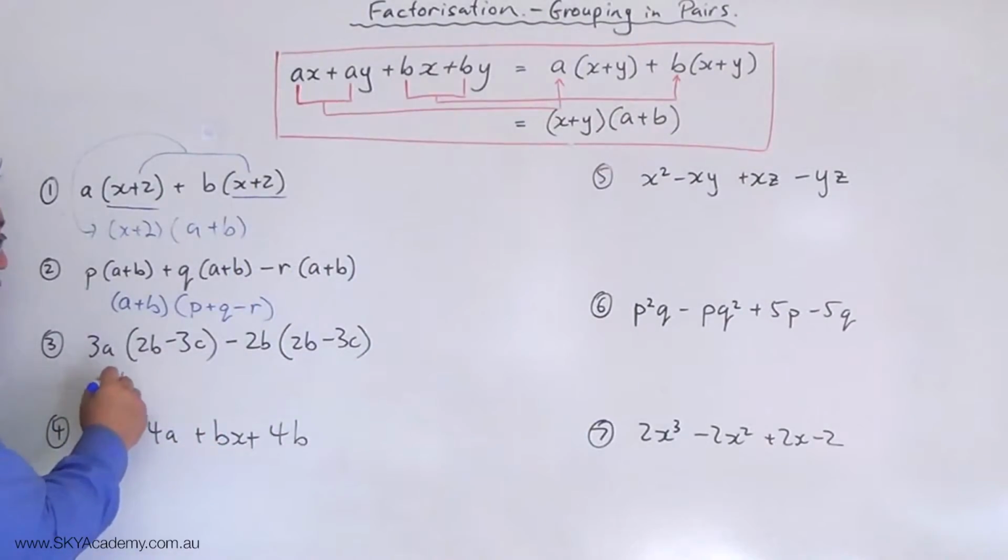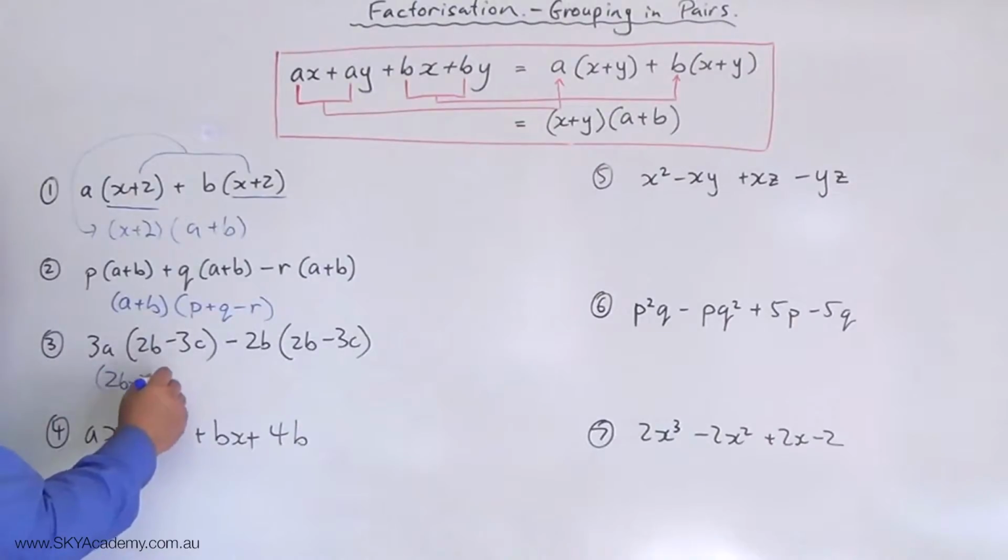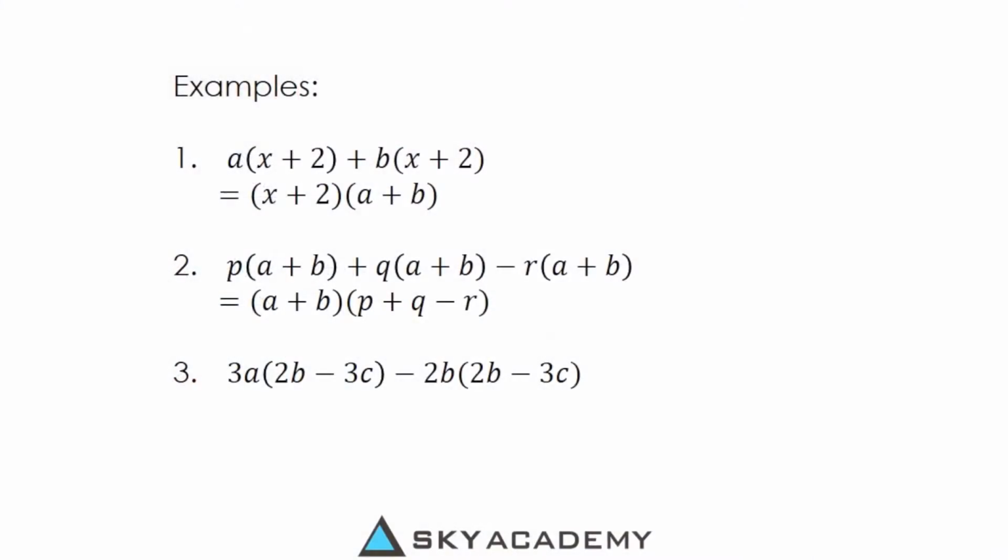You do the same thing for this one. What's common to both is 2b minus 3c, and you're left with 3a minus 2b. Okay, that's just to reinforce it.